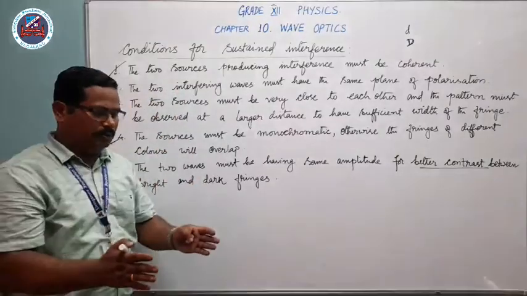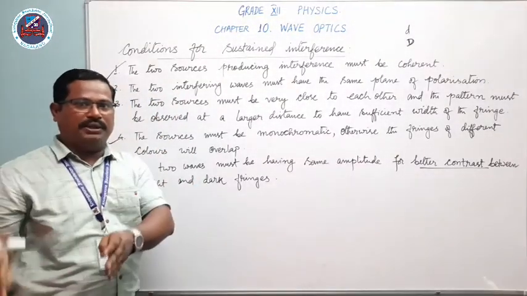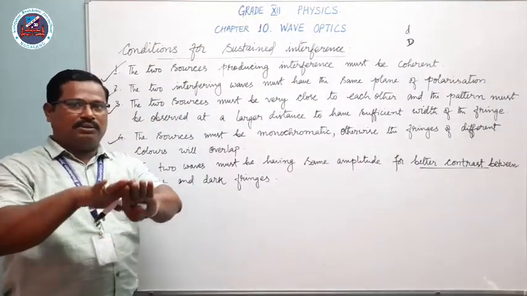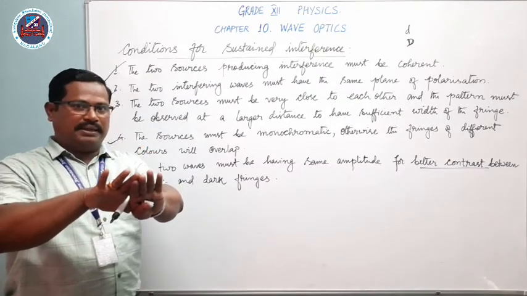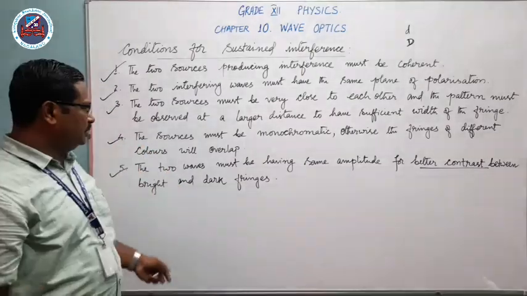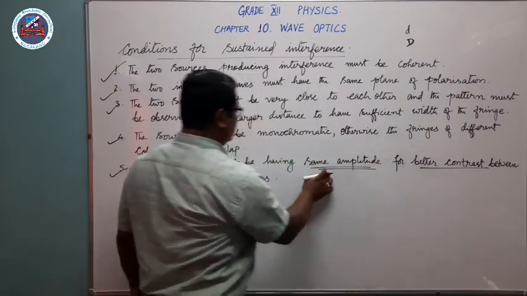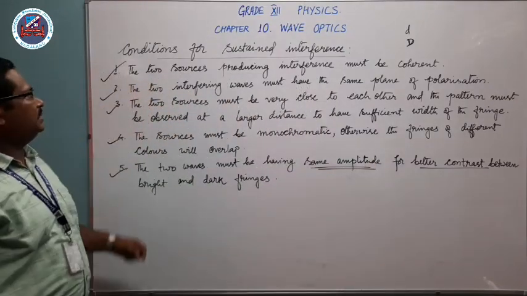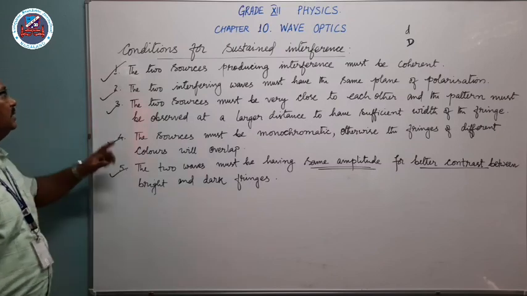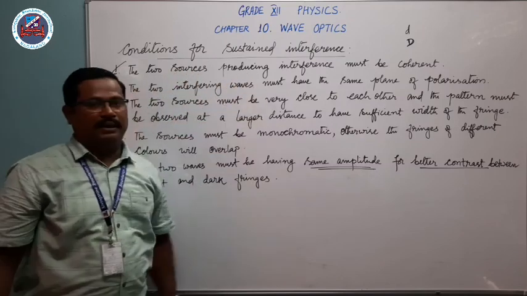Dark will fully look dark, bright will be fully bright. The two must not overlap like this, bright and dark, then it will not be clear. So for that we require the same amplitude. The light source must be of the same amplitude. These are the 5 conditions for obtaining a sustained interference.